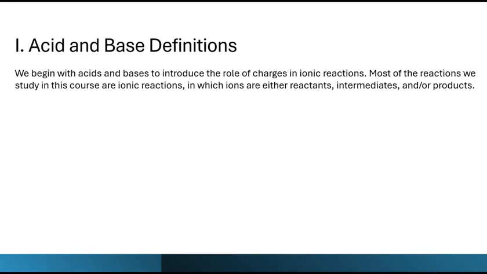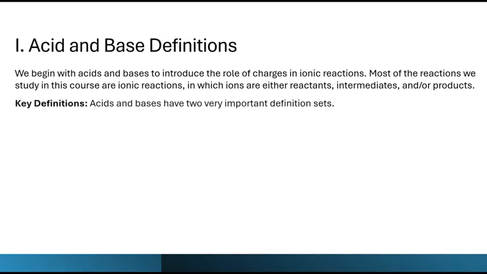1. Acid and base definitions. We begin with acids and bases to introduce the role of charges in ionic reactions. Most of the reactions we study in this course are ionic reactions, in which ions are either reactants, intermediates, and/or products. Key definitions. Acids and bases have two very important definition sets.